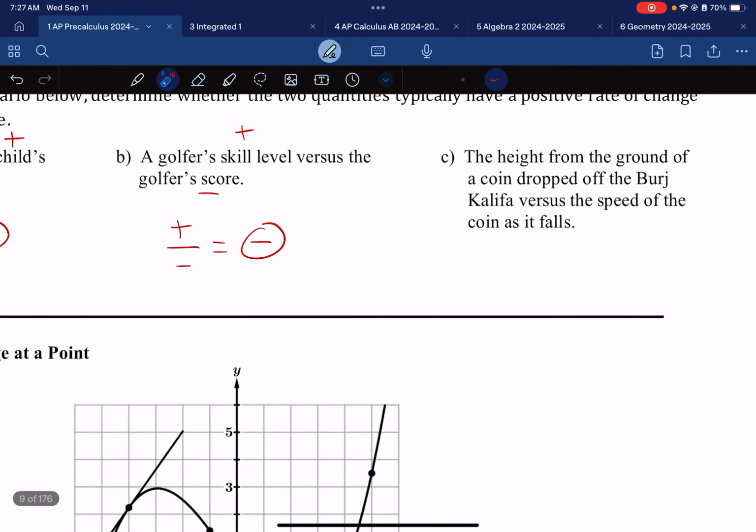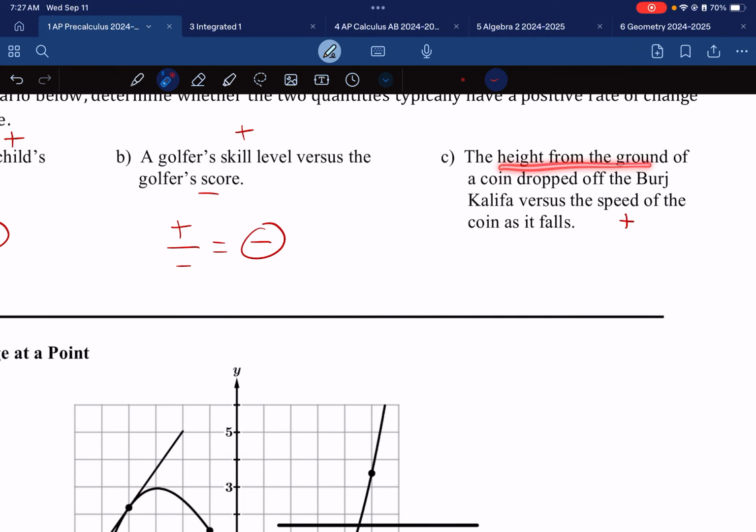All right, let's talk about this next one. The height from the ground of a coin dropped from the, I don't know how to pronounce this, Burj Khalifa, versus the speed of the coin as it falls. Okay, so I'm going to start with the speed of the coin. Speed of the coin as it falls should eventually be going up, right? It should be a positive value. It should get faster and faster and faster until it hits its maximum velocity and it stays at that speed. But we're going to assume that that never happens. It just speeds up and speeds up as a positive speed.